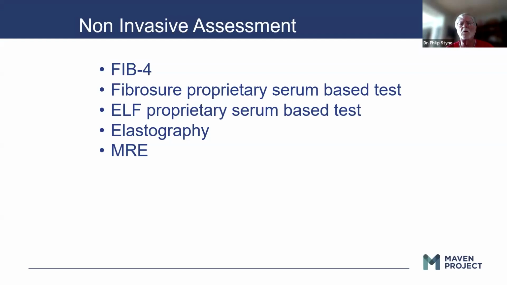FibroSure is a set of proprietary serum tests, as is ELF. Elastography, done most commonly with a device called a FibroScan, is an office procedure that you're going to see a lot more commonly in the gastroenterologist, hepatologist office, and MR elastography, a fairly sophisticated and expensive test that probably is going to be more likely ordered by the hepatologist. Okay, next slide.